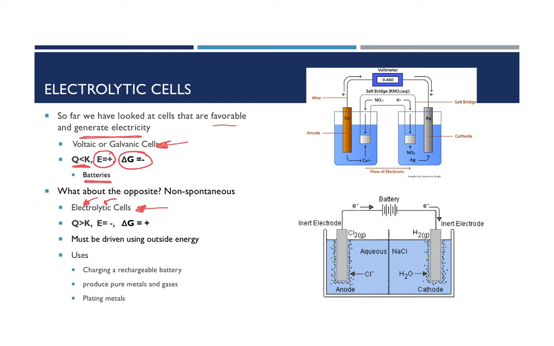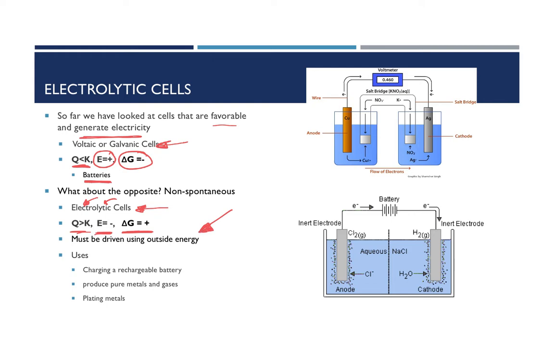And of course, the quantitative description of these is the opposite of voltaic or galvanic cells. We have a positive delta G because it's not spontaneous or not thermodynamically favorable, which means that the voltage is negative, meaning we have to put electricity into it, and Q is going to be greater than K. So in order to do this, you have to use outside energy to drive this reaction.